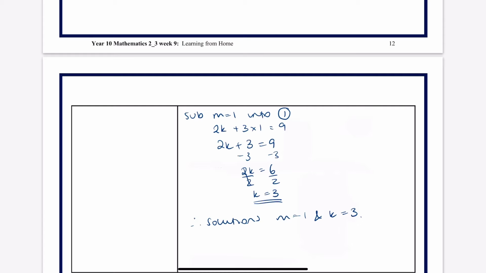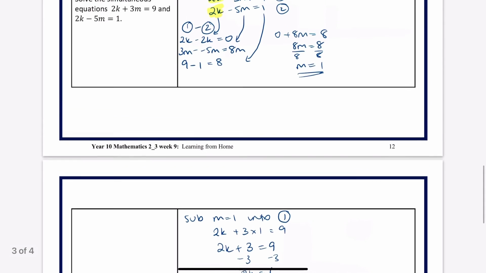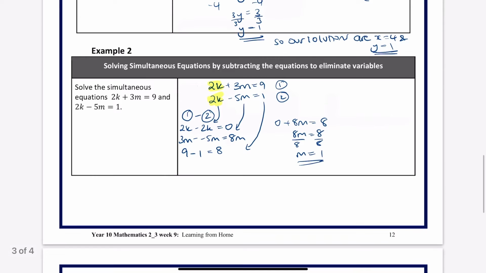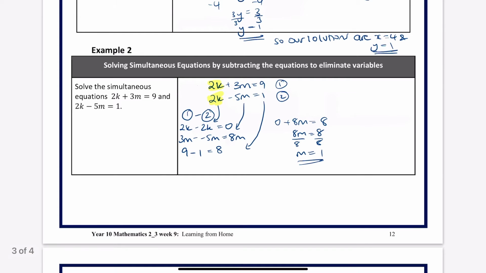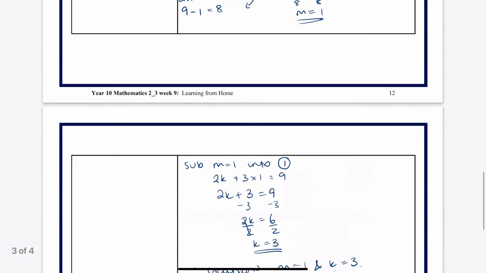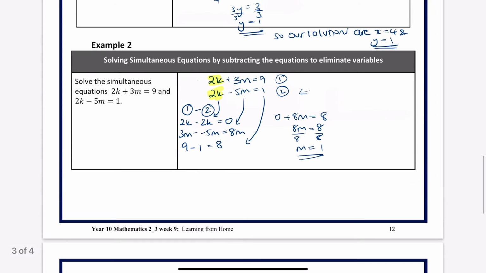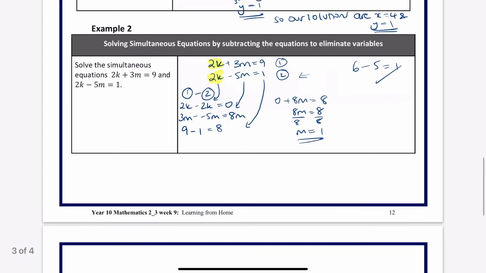Now you could always check that this works. You can go back to your equation and go, okay, if I substitute 1 into the second equation and I substitute 3 for k, so 2 times 3 is 6 minus 5 times 1, which is 5. Yep, that equals 1. So therefore it's correct. Okay, so that's always a good way to check your answers.